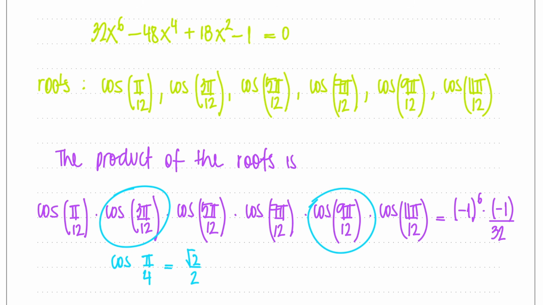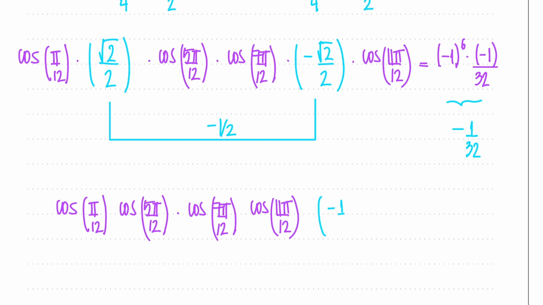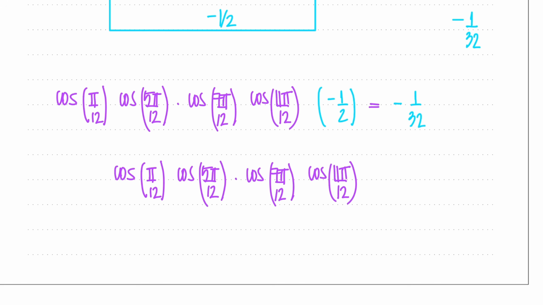Also, cosine of 9 pi over 12 is cosine of 3 pi over 4, which is negative root 2 over 2. Therefore, this product right here is equal, and by the way, this times this is -½ and this is -1 over 32. Therefore, these cosines times -½ they're equal to -1 over 32. Therefore, and finally, the product of the cosines mentioned in the exercise, it is equal to 1 over 16. And that is it for this long exercise number 1.